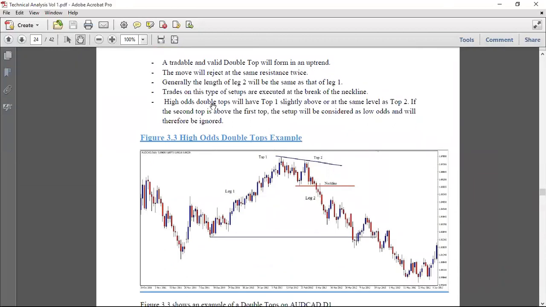High odds double top will have top 1 slightly above or at the same level as top 2. So if top 1 is slightly above top 2, that would be a high odds, high probability setup, because now the market is starting to create lower lows, lower highs.